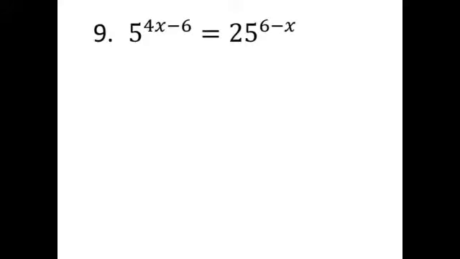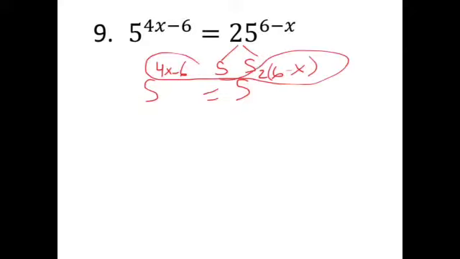Alright, next one. Left side we got a base of 5, right side we got a base of 25. We need to change the right side to have a base of 5, so that's just 5 squared. So the right side is really going to be 5, and then 2 times the old exponent, which was 6 minus x. And on the left side we got 5 to the 4x minus 6. So now our bases are the same. We can set our exponents equal to each other and then solve from there.